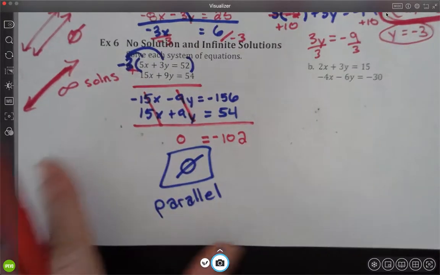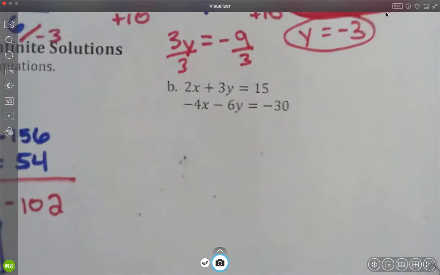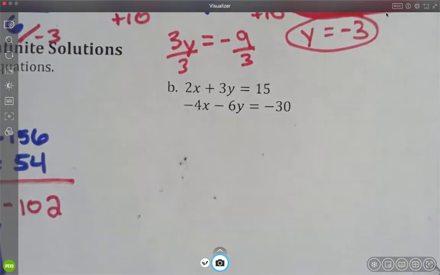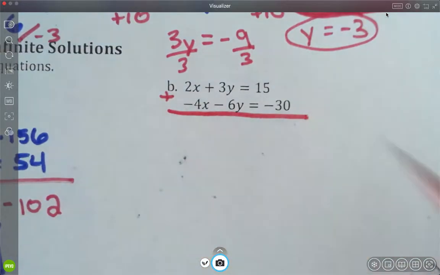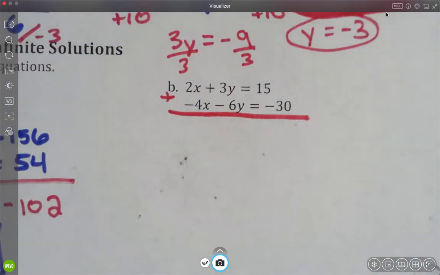Would you like to use substitution or elimination on this one? Okay, so I have 2x and I have negative 4x. And if I add those together, they don't cancel out. And I have 3y and negative 6y. And if I add those together, they don't cancel out. So what would you like to do? Multiply the top row by 2, I'm hearing.